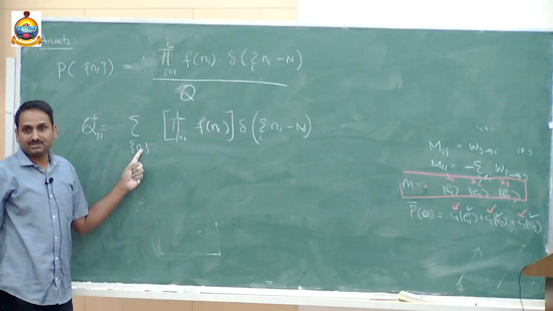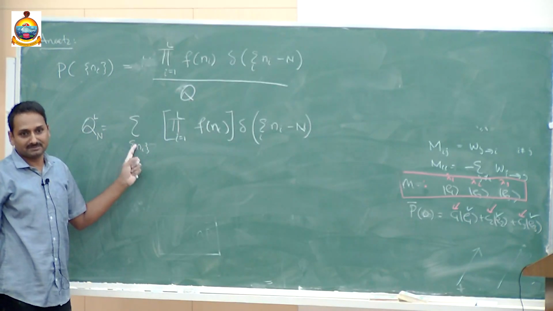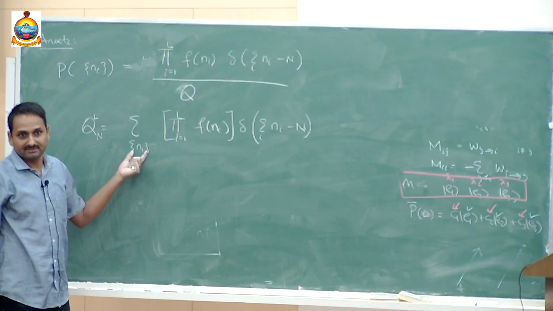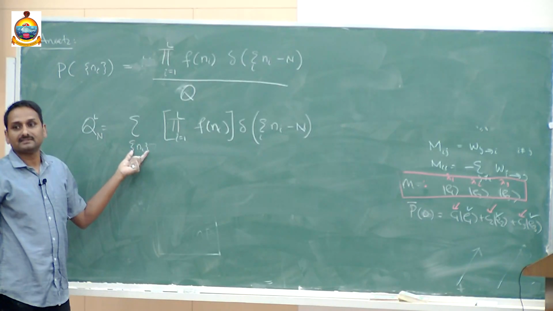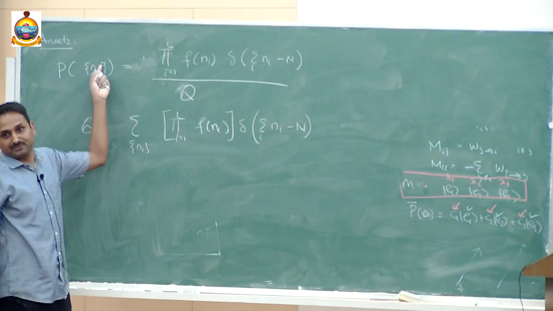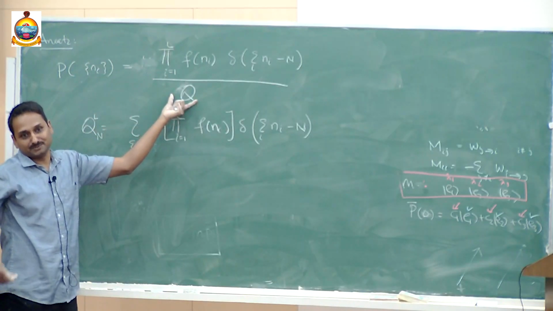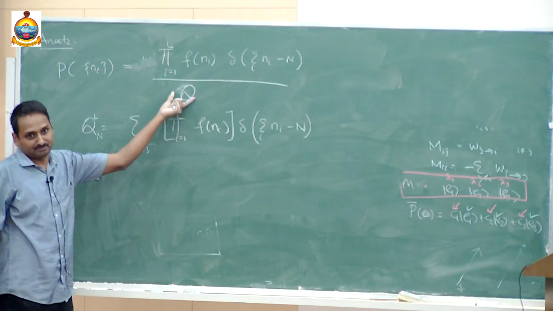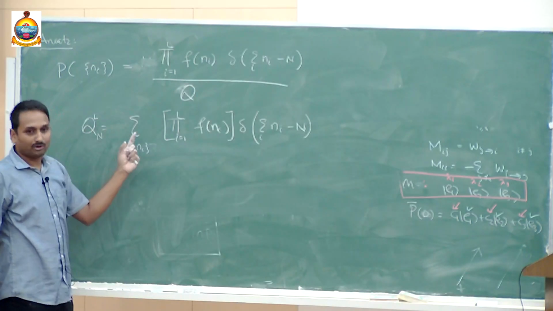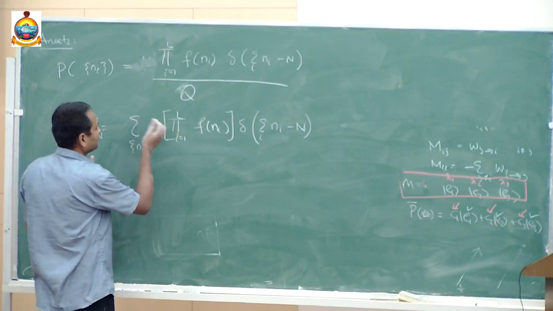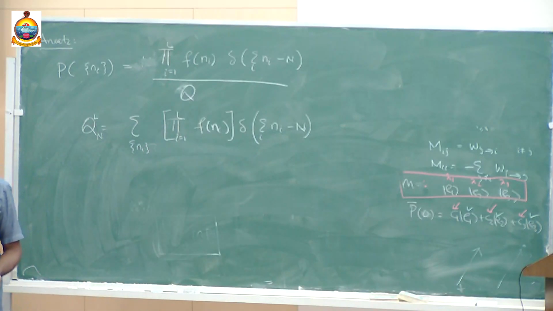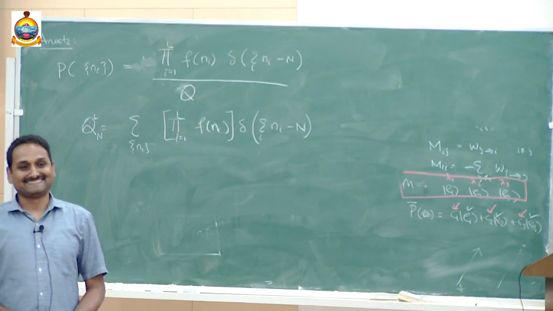And this sum over Ni is just summation over N1, summation over N2, summation over N3. That's the meaning, right? This is the probability of one configuration. The probabilities of all configurations have to be summed, that has to be made 1, and that's what we are doing by putting this Q. Okay, so Q equals the sum over all configurations.